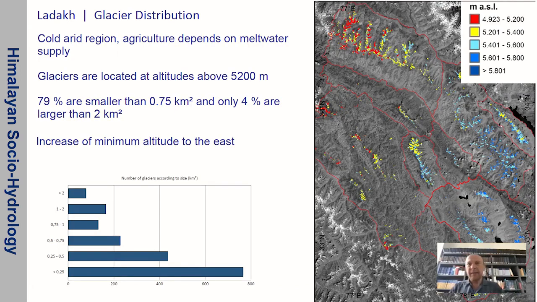The interesting thing in the context of Ladakh is that the glaciers are located at high altitudes, and none of them in the central part of Ladakh has a glacier mouth lower than 5,200 meters, and almost all of them are very small. Towards the east, towards lakes like Pangong Lake or Tsomoriri, the minimum altitude of the glaciers even increases to altitudes higher than 5,800 meters.